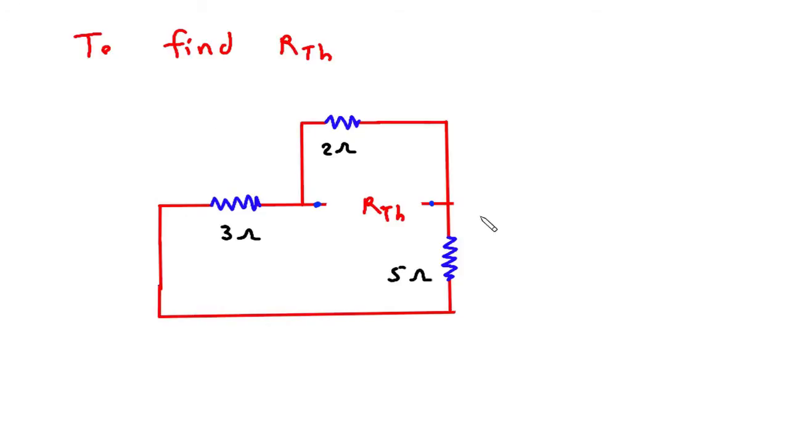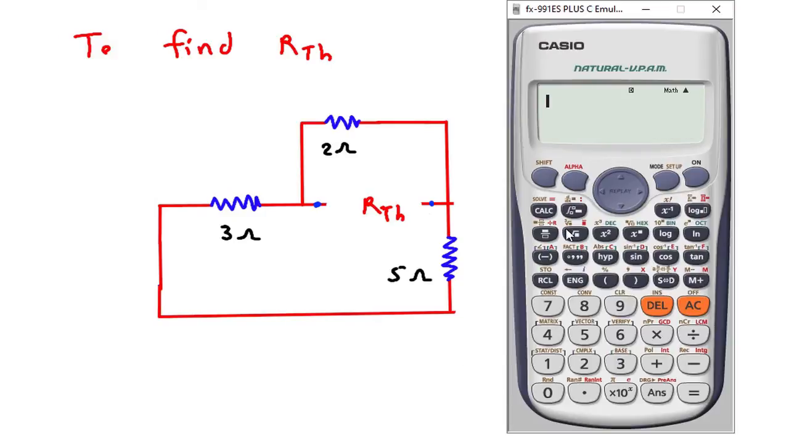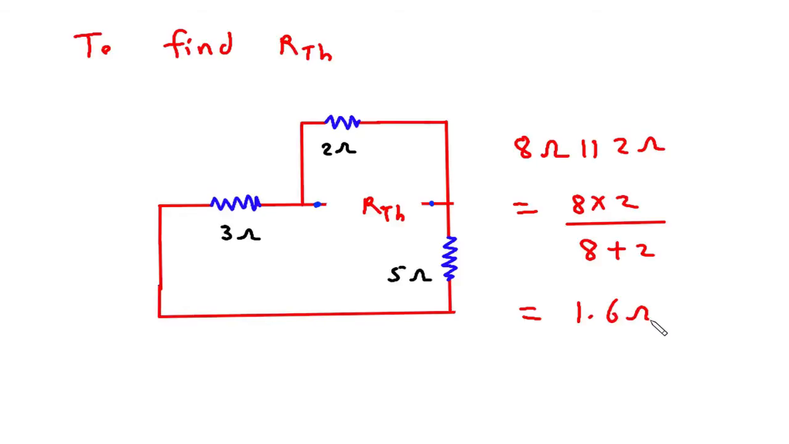Now RTH will be equal to, this 3 ohm is in series with 5 ohm, so this will be 8 ohm. 8 ohm parallel with 2 ohm. So this will be 8 into 2 divided by 8 plus 2. So it is 1.6 ohm. Therefore RTH is equal to 1.6 ohm.